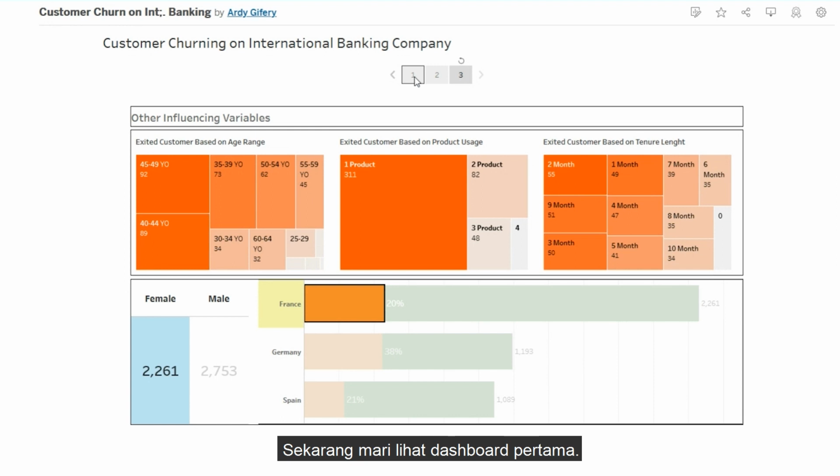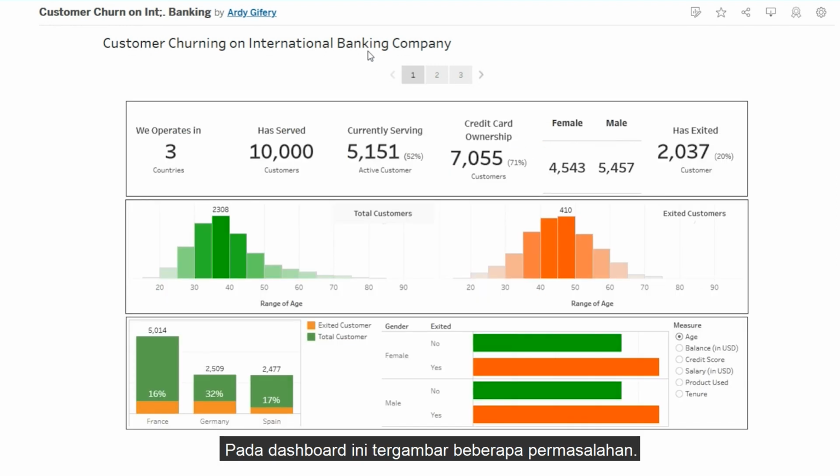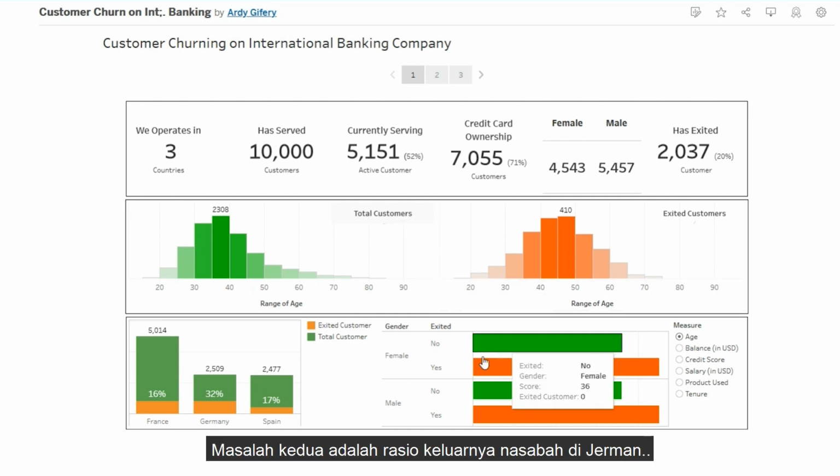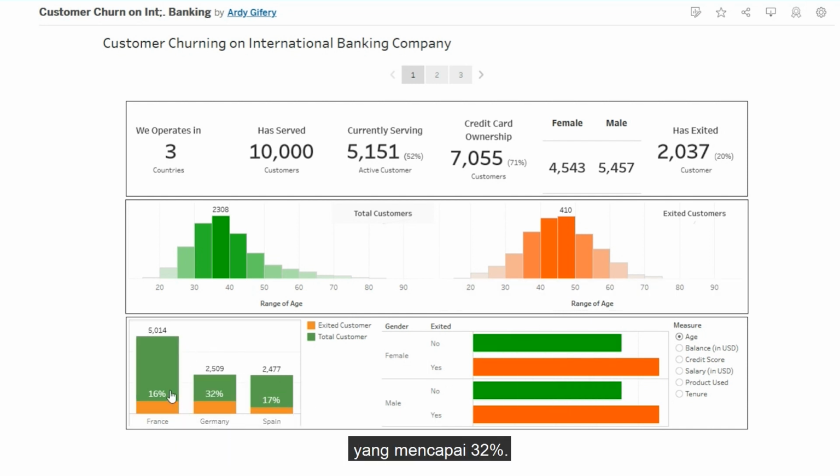Now, take a look at the first dashboard. This dashboard shows us several issues. The first one, the attrition trend on the productive range of age of the customer between 35 to 50. The second problem we see is that Germany had customer churn ratio of 32%, which is twice as high as other countries. This suggests the existence of specific issues contributing to customer churn in Germany.